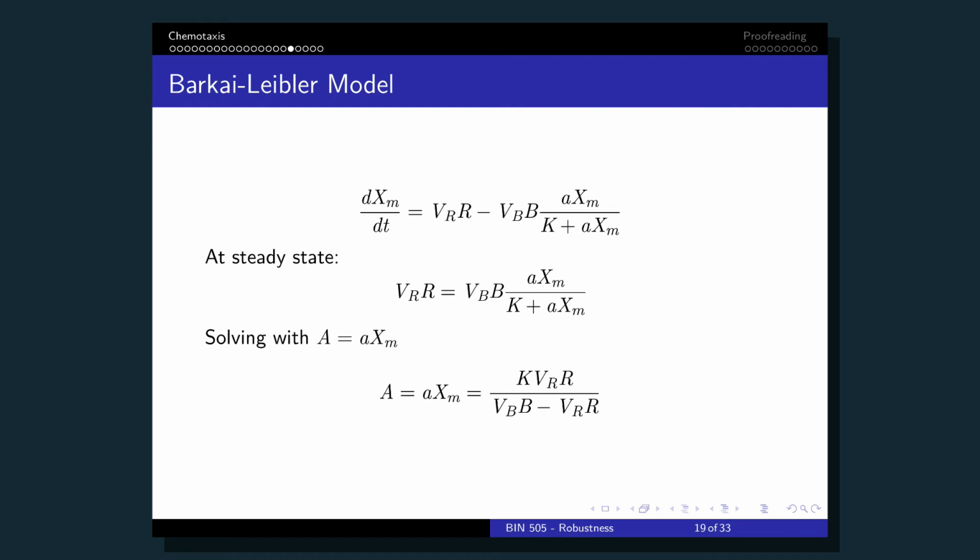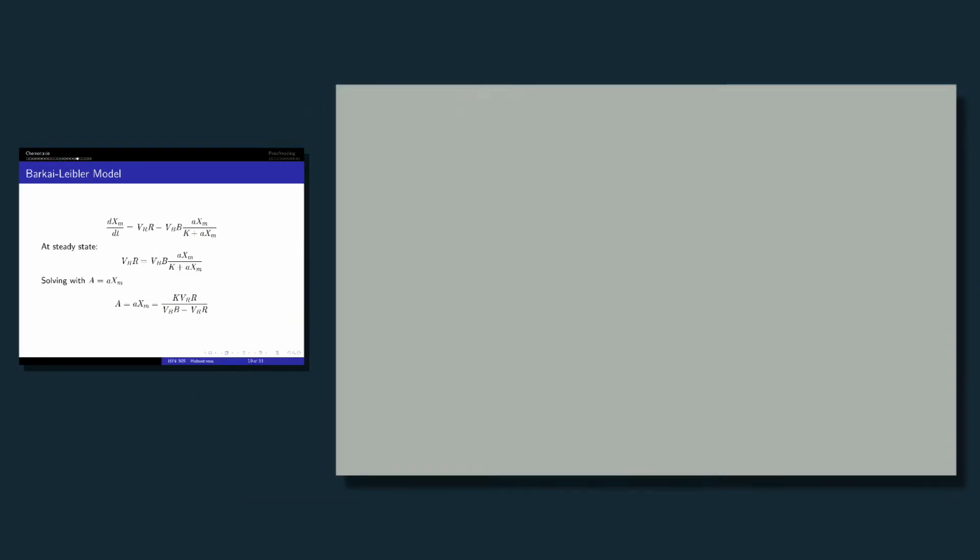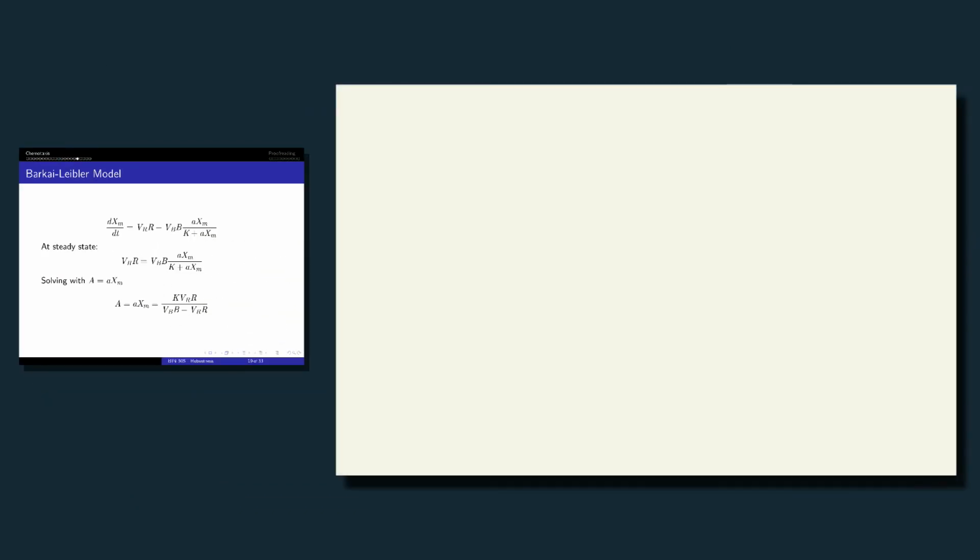So it will adapt exactly whatever the values of R and B are. So let's elaborate on the mechanism here for a couple of minutes.